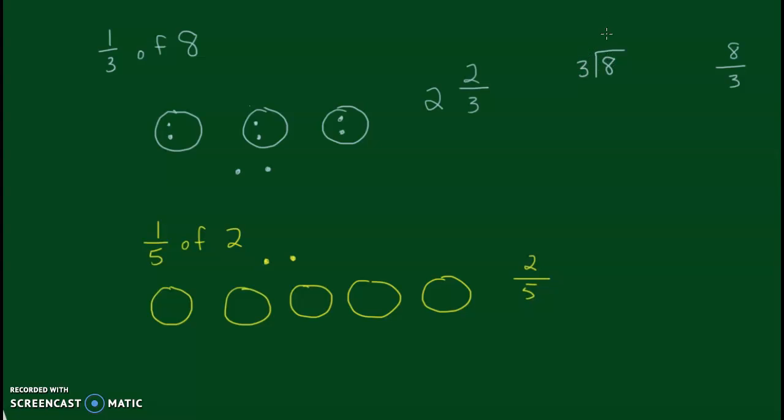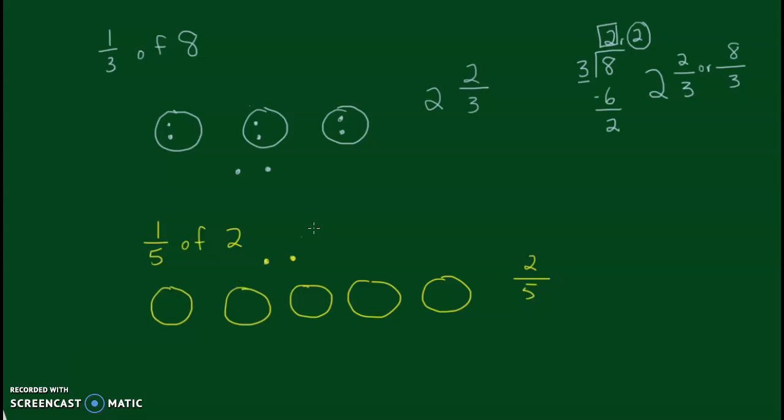8 divided by 3 is 2, so there's 2 groups of 3 in 8. 2 times 3 is 6. Then we subtract, and we get 2. So our answer is 2 remainder 2. The dividend becomes our whole number. The remainder is always the numerator, and the divisor then becomes our denominator. So 2 2/3 or 8/3 would be an acceptable answer for this problem.